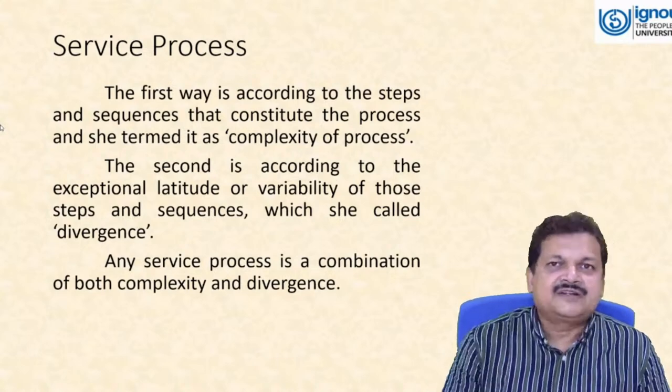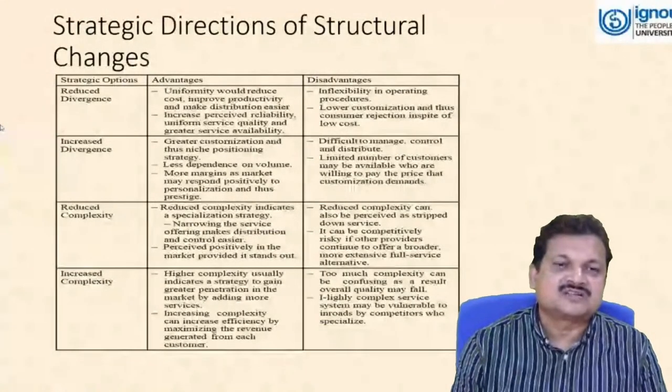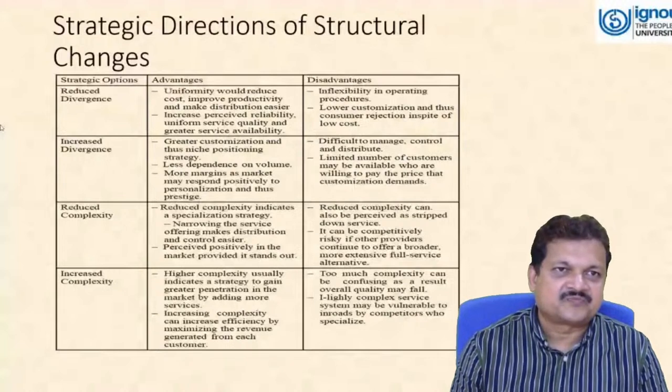Let us see this particular table. We can understand two things. One is reduced divergence and increased divergence. Second is reduced complexity and increased complexity. What is going to happen, what are the advantages the customers are going to get, and what are the disadvantages the customers are going to get?